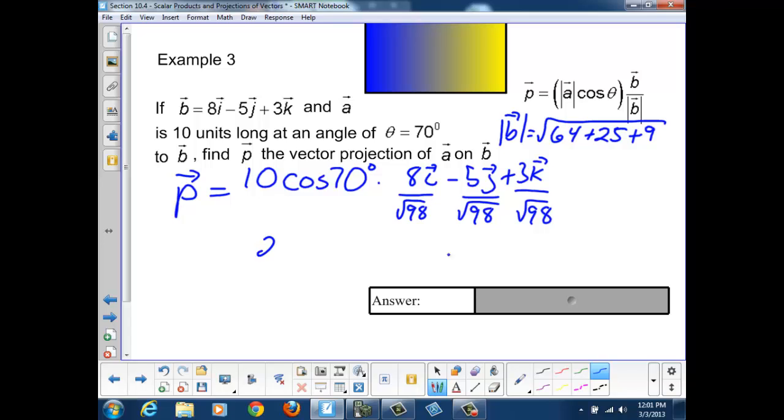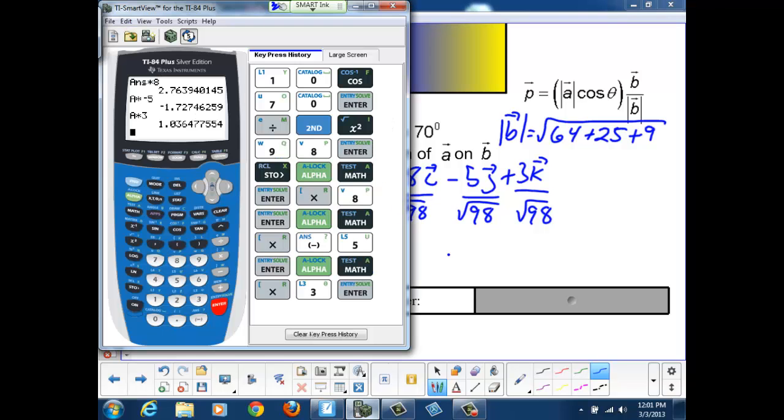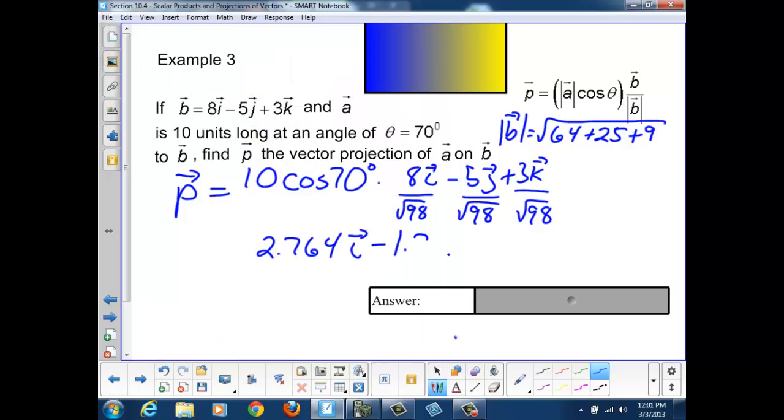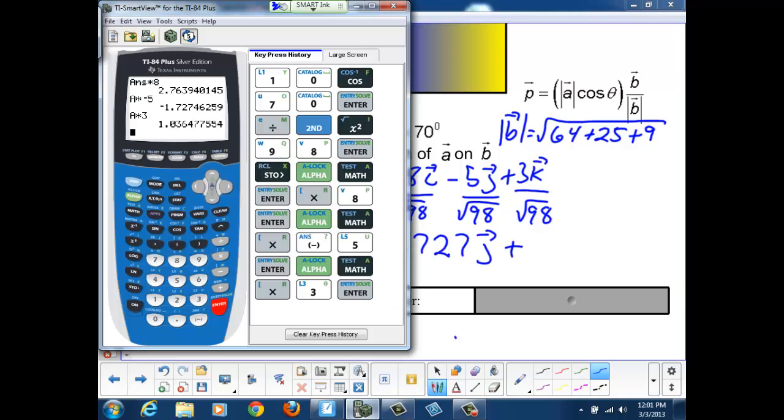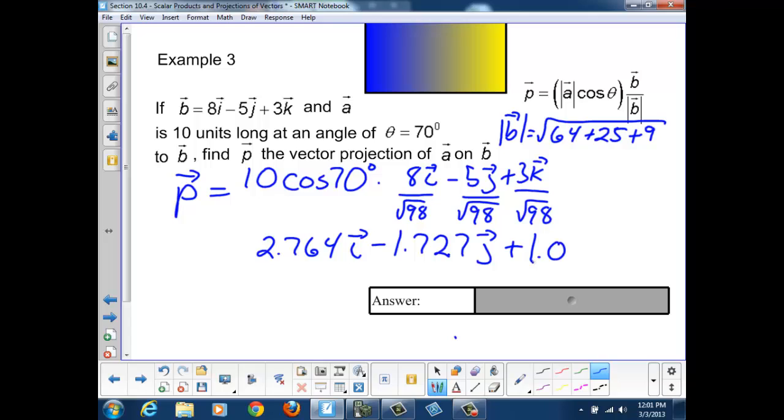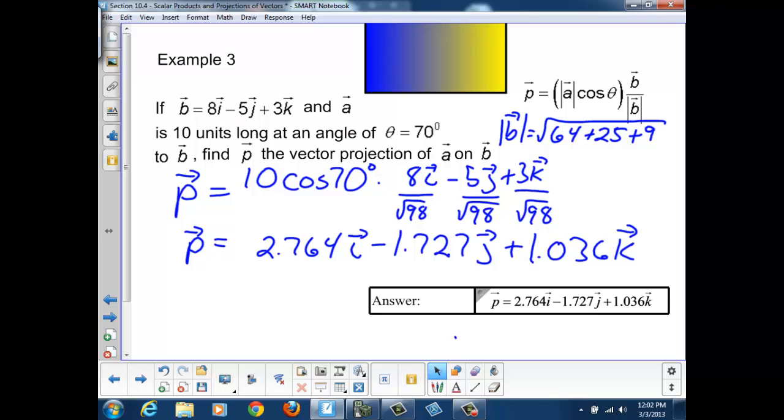So my i component was 2.764i. Go back. My j component was -1.727. So minus 1.727j. And then my k component, 1.036. So this vector, p, is the amount of A that's actually pointed in the direction of B. Let's see if our answers match. And yes, they do.